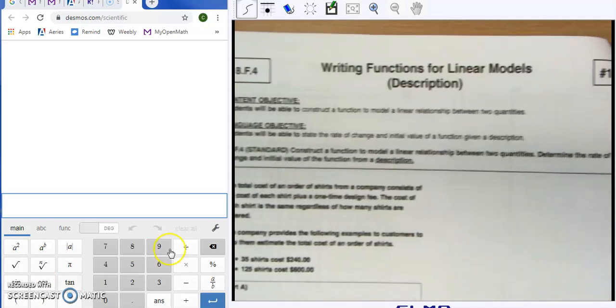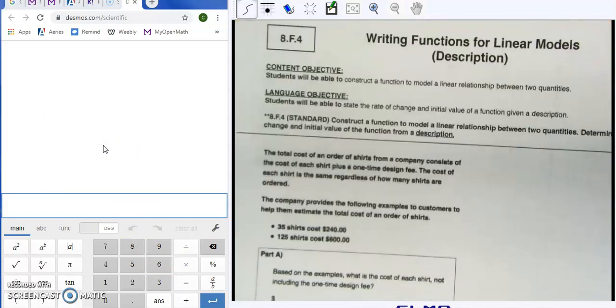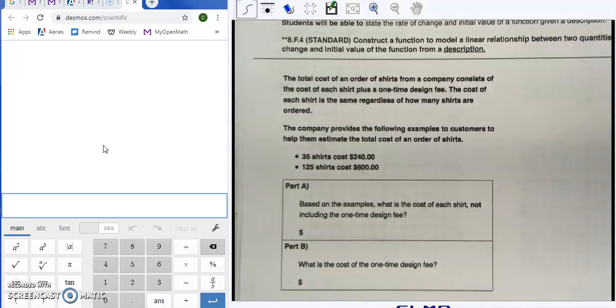You will see that I have the lovely calculator here today so that I can show you how to work these things out even if you can't do this in your head. So let's zoom in here. Let's look at number one.